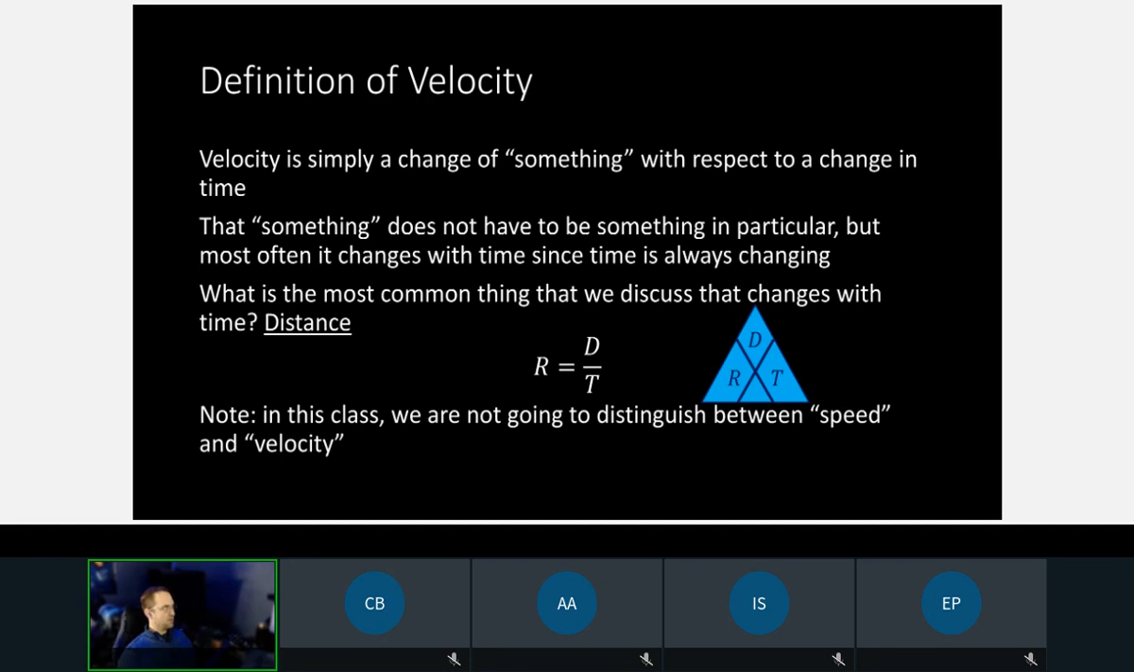All right, definition of velocity. Velocity is simply a change of something with respect to a change in time. That something does not have to be something in particular, but most often it changes with time, since time is always changing. Usually it's distance. The most common thing that we change in regard to time is distance, whether it's miles per hour, feet per second, meters per second, inches per second.